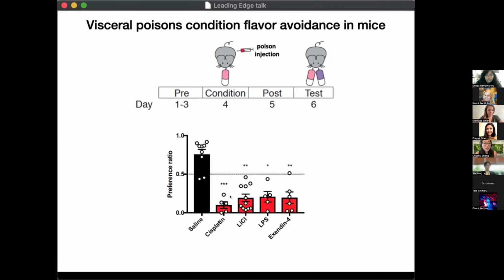We have tested a lot of nausea stimuli, and indeed, the cancer chemotherapy cisplatin, the GI irritant lithium chloride, bacterial LPS, and the diabetes drug GLP-1 agonist, X74, all promote conditioned flavor avoidance. And in this preference ratio plot, 0.5 and lower indicates avoidance.